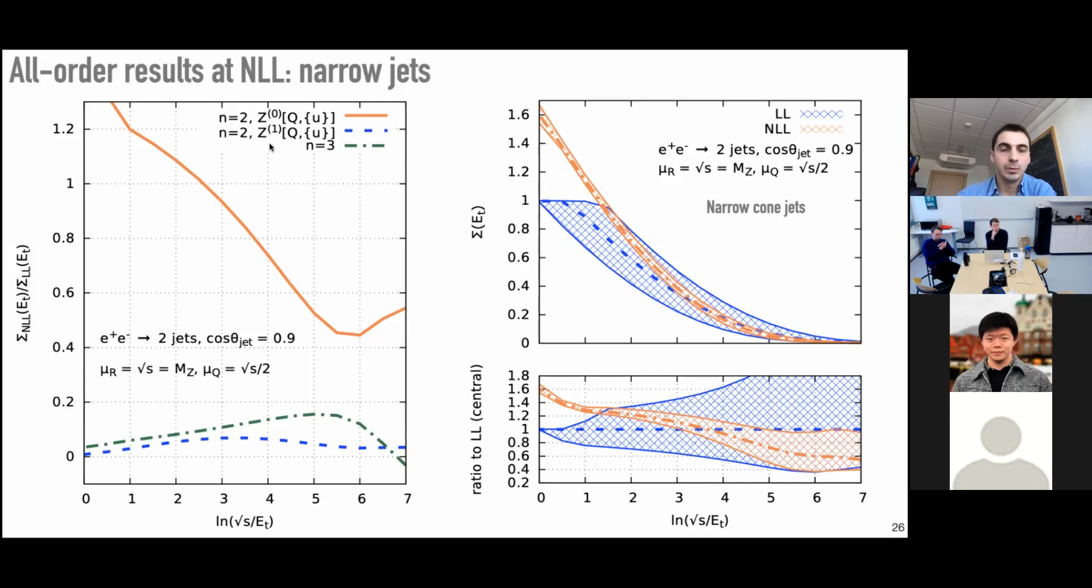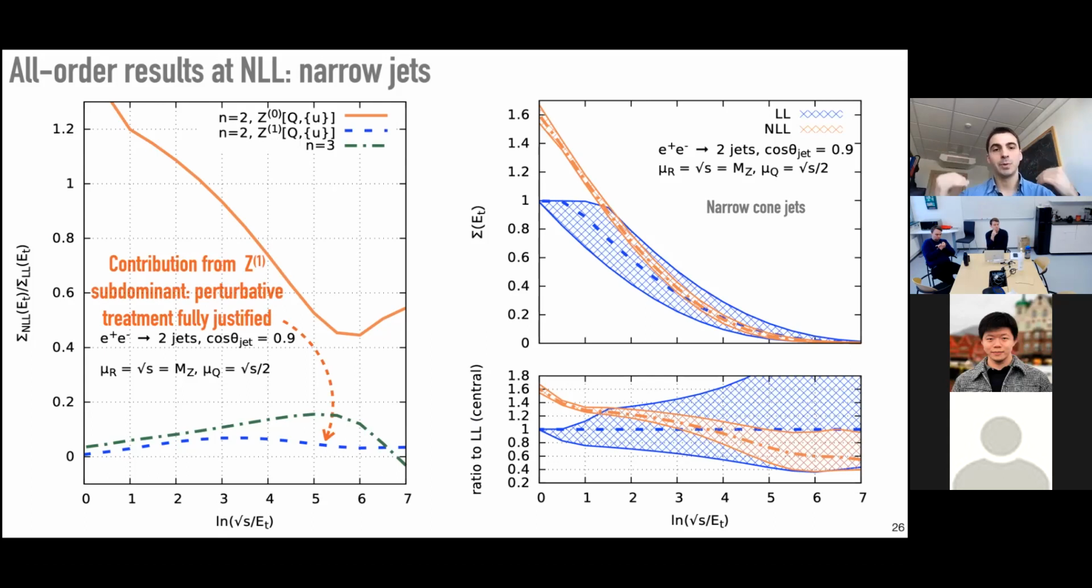The second piece, in blue, is the contribution of the insertion of Z1. Remember, perturbatively, we expect this quantity to be much smaller than Z0, so that we justify not only formally, but also numerically, our perturbative treatment of this evolution equation. And we see indeed that for this narrow jet configuration, these effects are rather mild. So the Z-squared terms that we are neglecting, which are of higher order in our counting, are also numerically quite contained, and they are under control within these uncertainty bands that we quote.